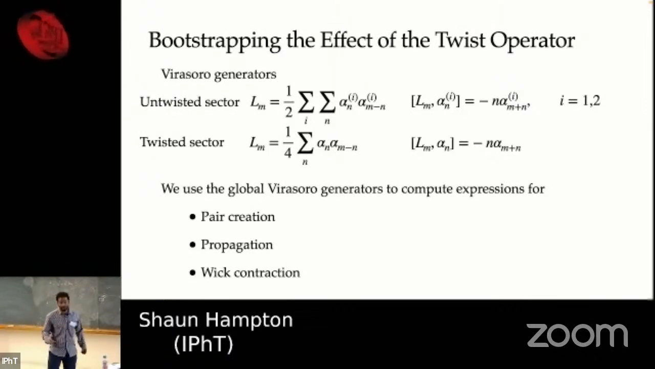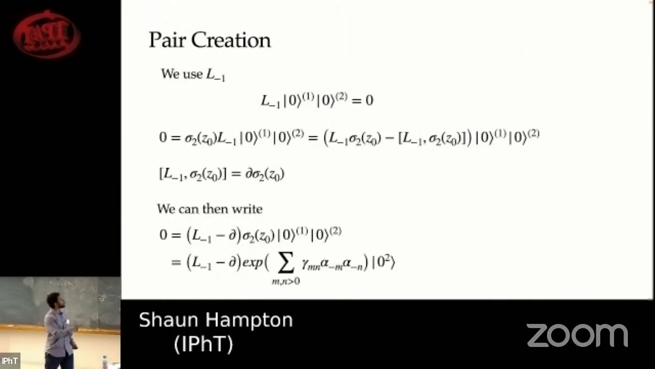Now let's discuss some of the work that we've done recently. We'll call it bootstrapping the effect of the twist operator. What's going to be important is using the Virasoro generators. This is a 2D conformal field theory. Here I've defined the generators in the untwisted sector and the twisted sector and their respective commutation relations. What we're going to do is use these generators to produce pair creation, to try to reproduce propagation, and to try to reproduce the width contraction term.